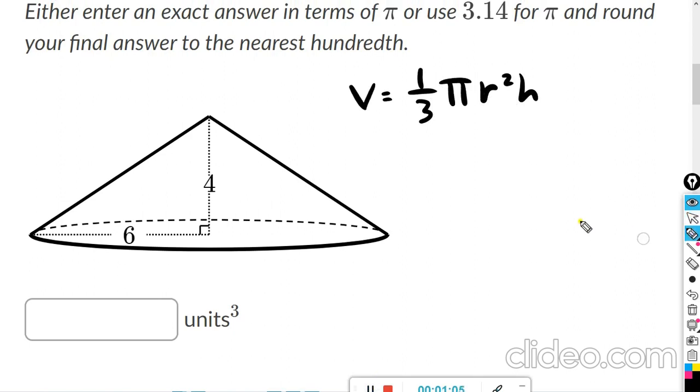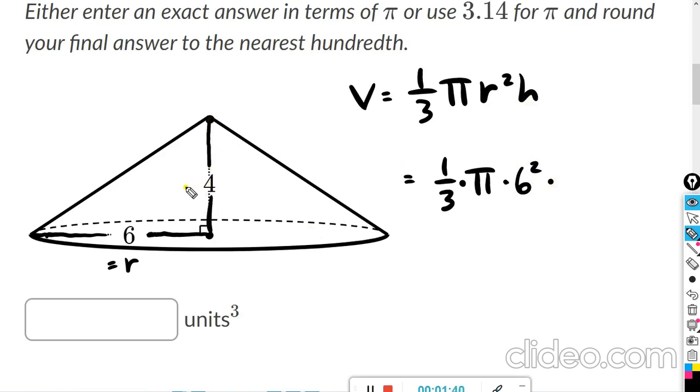So we have our formula. That's going to be 1/3 times pi, and r is the radius. It goes from the center of the circle to the circle itself. So the radius r is just 6, and in place of r squared, that's going to be 6 squared. And the height h is the perpendicular distance from the vertex to the circle, so the height equals 4. In place of h, I am going to write 4.